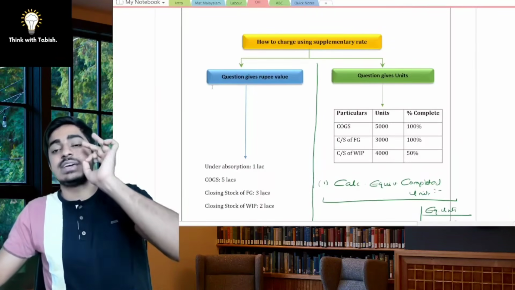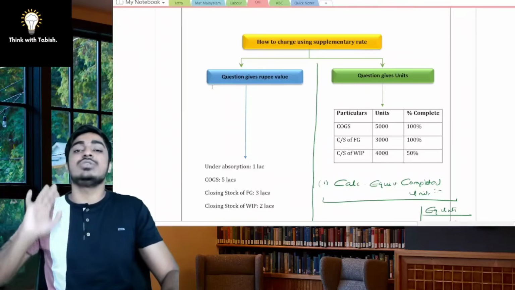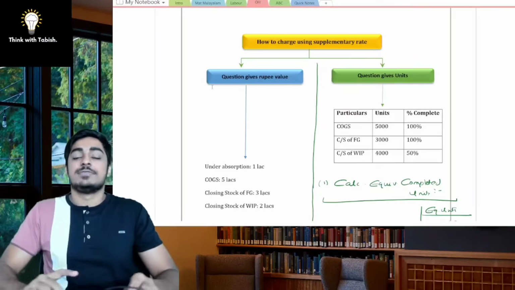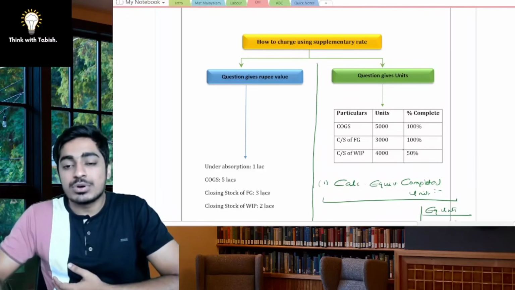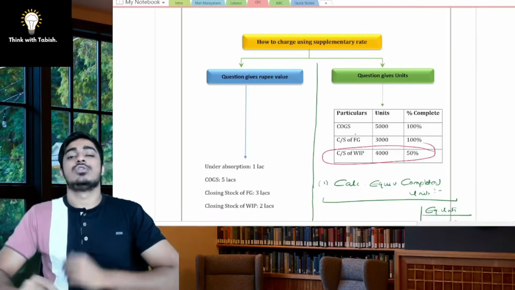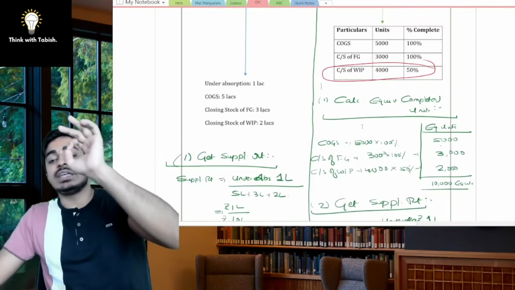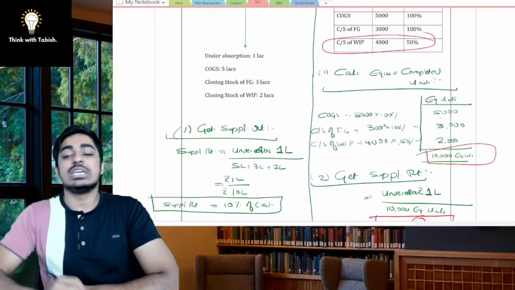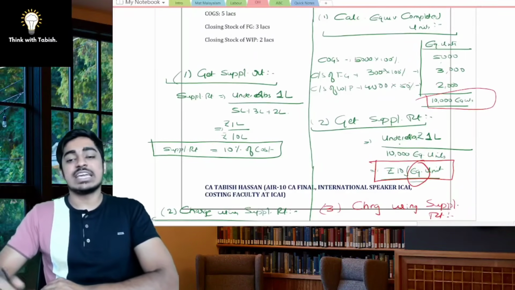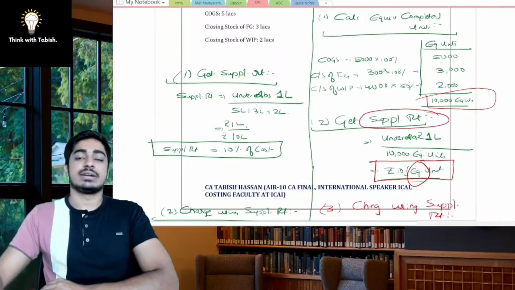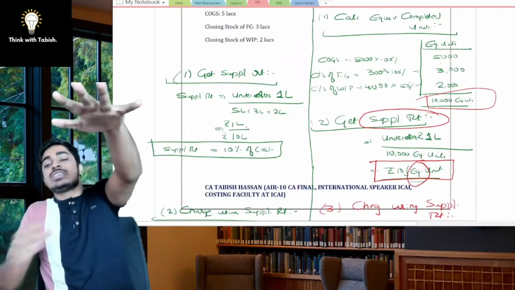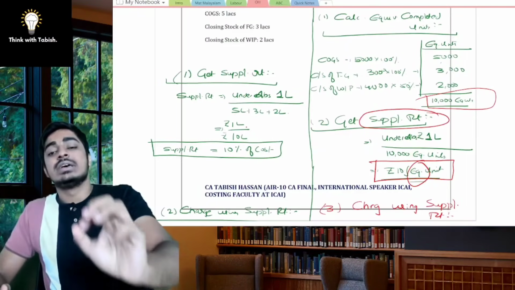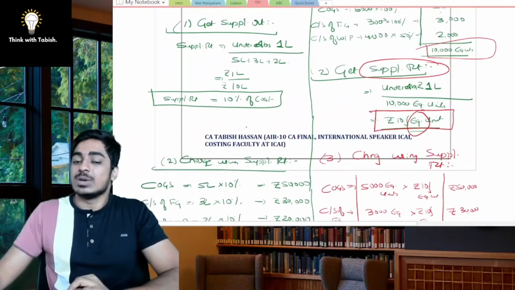Secondly, if the question gives us the units, telling us these many units are lying in cost of goods sold, finished goods and work in progress, the first thing to keep in mind is that work in progress will never be 100% complete. The first step is to calculate equivalent completed units. We have calculated it and got 10,000 equivalent units produced. Then, secondly, we calculate the supplementary rate: 1 lakh under absorption has to be distributed between these 10,000 equivalent units. We get the supplementary rate as 10 per equivalent unit.